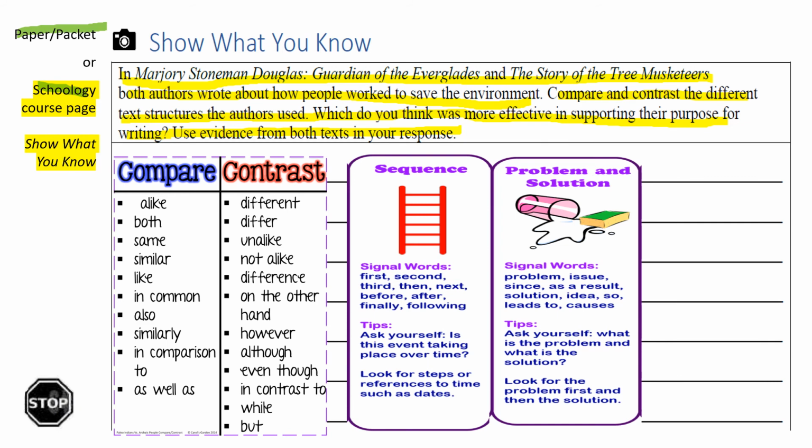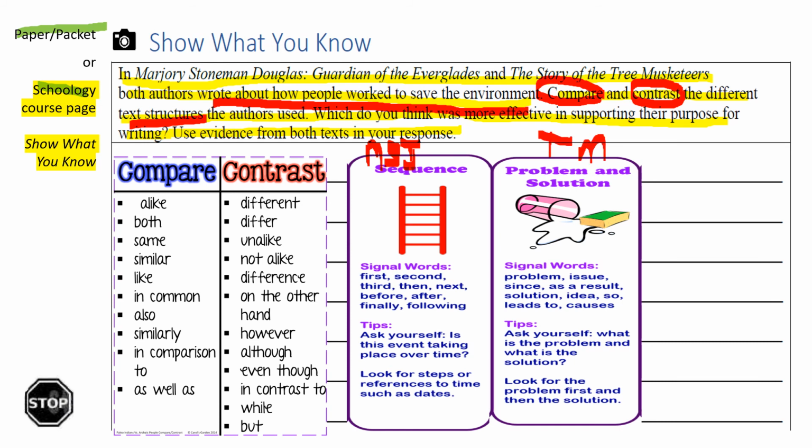Okay, so remember, they both wrote about how people work to save the environment. You're going to compare, tell what things are similar, and contrast, say what things are different, about the text structure. Remember, Marjory Stoneman Douglas was written in sequential order. It was written in chronological order of her life. And then the story we've just read of the Three Musketeers was problem and solution. They talked about the problem, wanting to save the environment, plant more trees, and then also their solution, which was to plant more trees as a scout group, and then also to get other scouts involved.